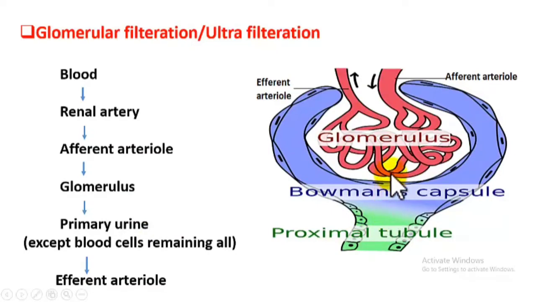Because proteins are larger in size, they cannot come out of the capillaries. So now the capillaries contain the blood cells and the proteins. Except them, everything is now in the Bowman's cup, and this is called primary urine. Understood, students? So this primary urine then goes into the next region called the proximal convoluted tubule. Let's see what happens here.